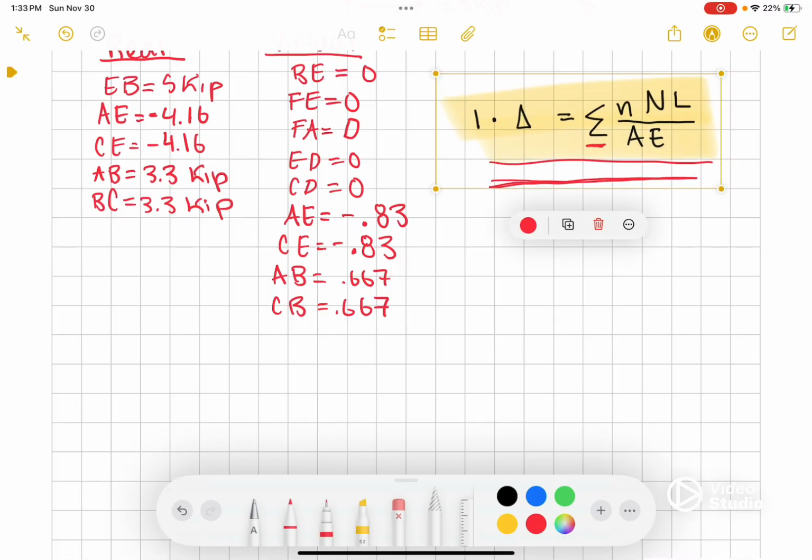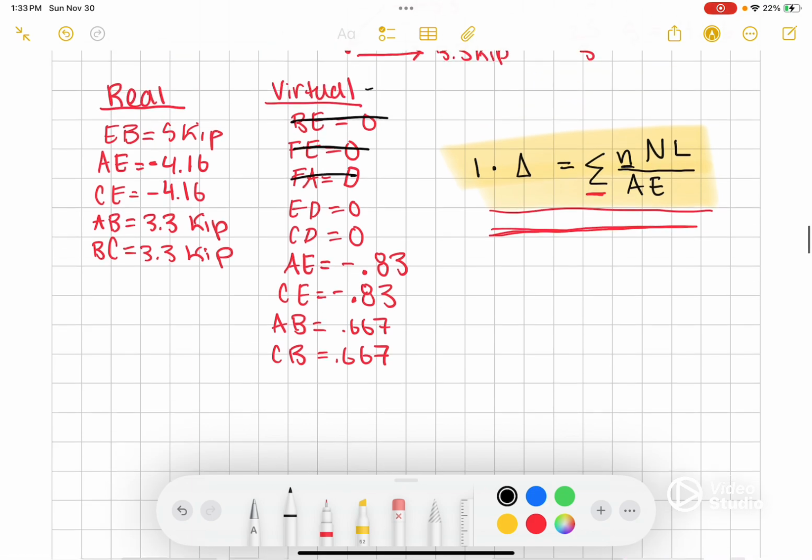Okay, so this is an equation that's a sum, right? So this means for every beam, we have to do this equation. But the great thing for us is that most of these beams are going to be times 0 in this n part, right? This virtual load is what corresponds to the n. So those ones that are times 0, it's going to make the whole equation 0. So we can just ignore those.